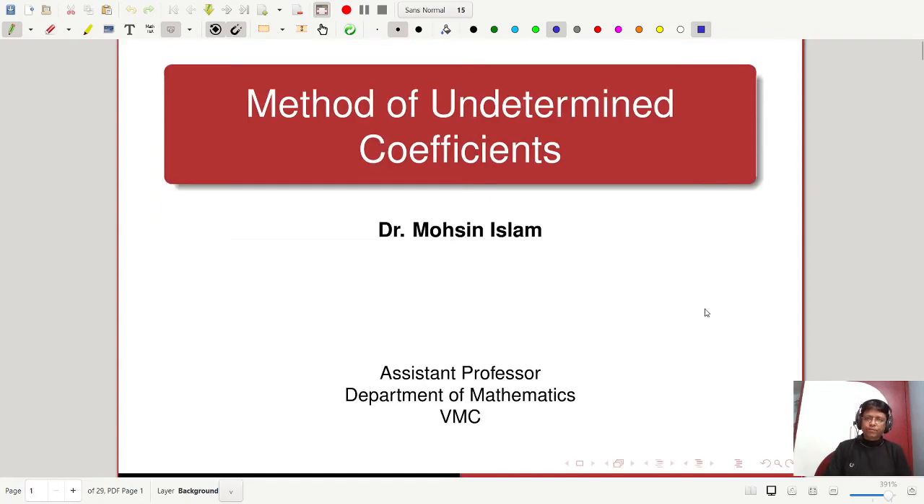Hello everyone. So in differential equations, a linear differential equation especially with constant coefficients, we have seen that there are several methods for finding the particular integral. We talked about linear D operator problems, some techniques for finding the particular integral, then the variation of parameters method, and now the method of undetermined coefficients.